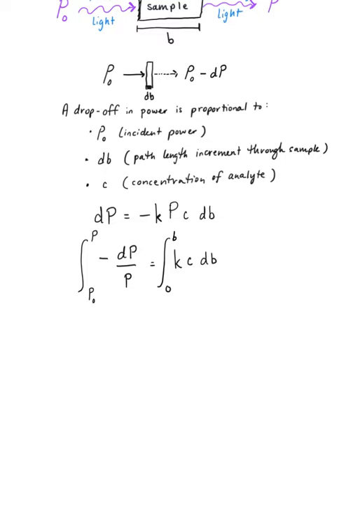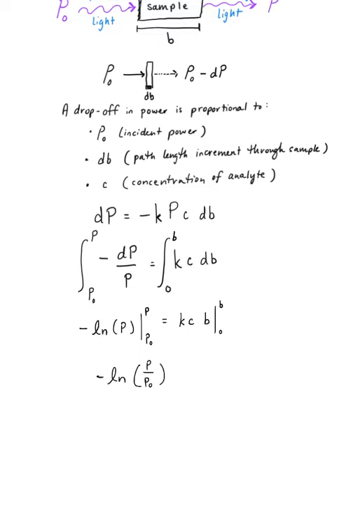The left-hand side integrates as the negative natural log of P, evaluated over the bounds from P0 to P. The right-hand side has two constants, K and C, that can come out. We integrate dB from 0 to B. Another way to express this is by plugging in our bounds of integration. We have the negative natural log of P divided by P0.